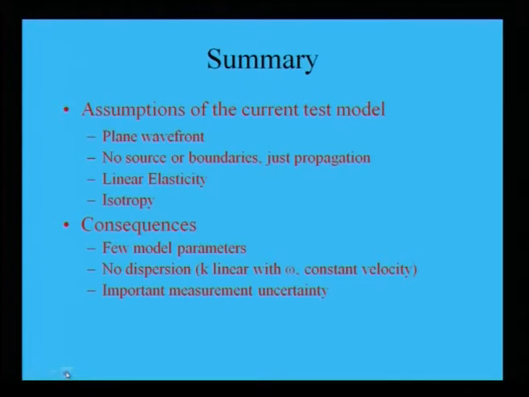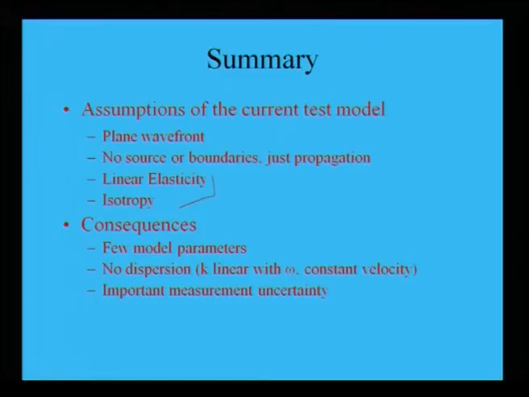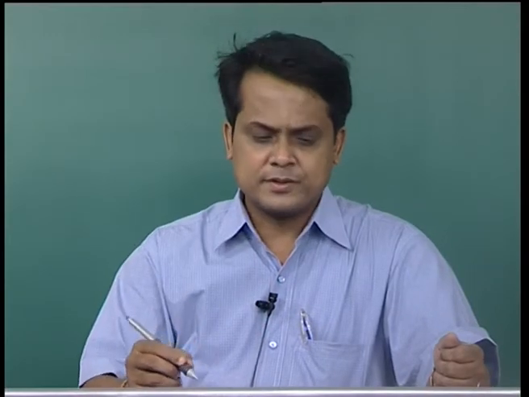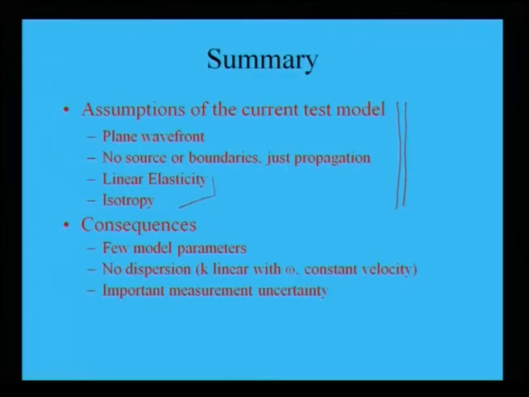Now, the summary will be the assumptions of the current test model. What are the assumptions of this test model? Plane wave front, no source or boundaries, just propagation, linear elasticity, isotropy. Isotropy means in x, y, z direction the property will be the same, and linear elasticity. Then the consequence: if these are my assumptions, what is the consequence?